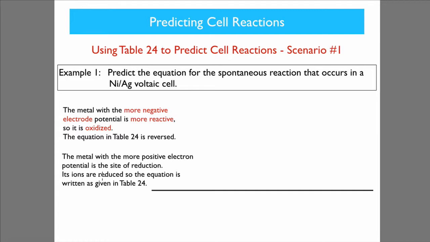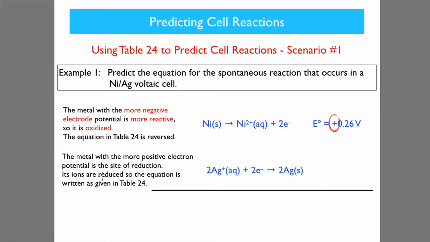Okay, again, have a look at table 24 as we do this. We're going to predict the equation for the spontaneous reaction that occurs in a nickel-silver voltaic cell. The metal with the more negative electrode potential is the more reactive, and so it is oxidized. Remember it's oxidized, so you've got to change the sign, and so we're going to have plus 0.26 volts.